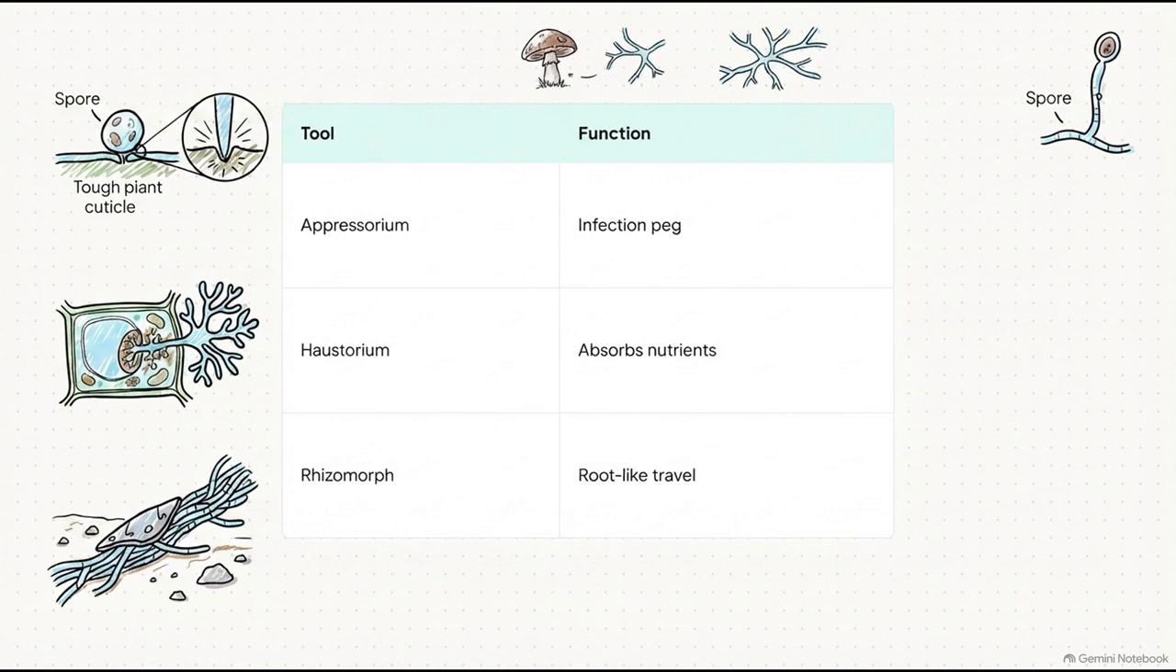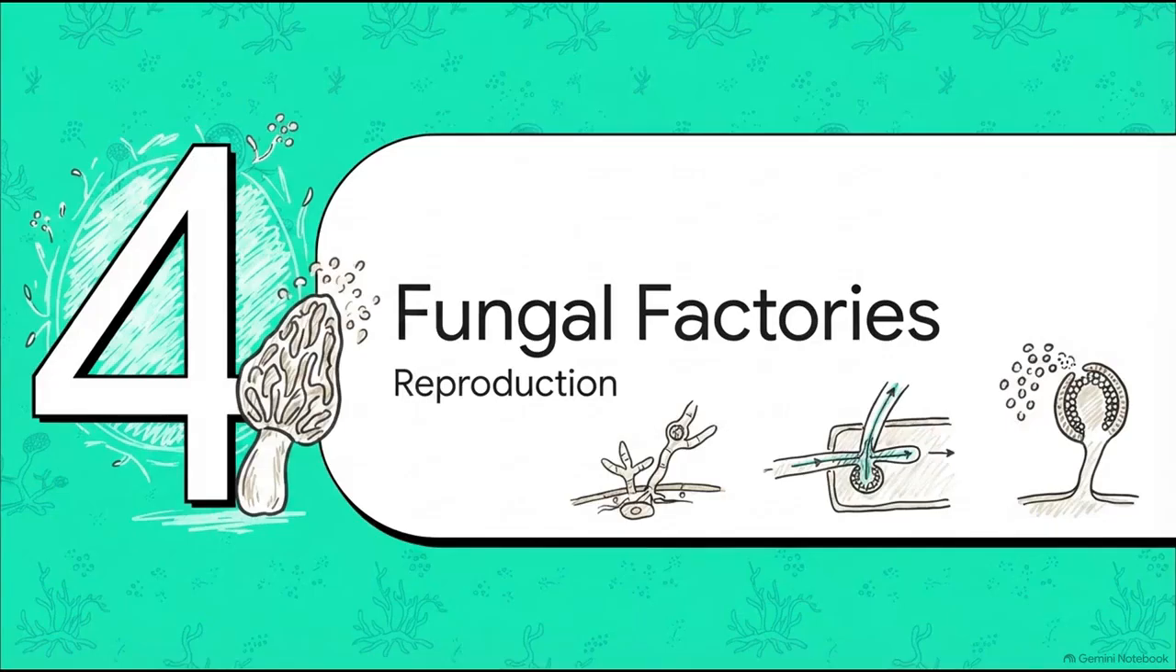And for long-distance travel across hostile terrain, fungi can bundle their hyphae together into thick, tough, armor-plated cords called rhizomorphs, allowing them to safely advance and scout for new food sources. Finally, part 4, the fungal factories, reproduction. Because once a fungus has anchored itself, pierced its host, and absorbed enough nutrients, it turns its full attention to its ultimate goal, propagating the species.